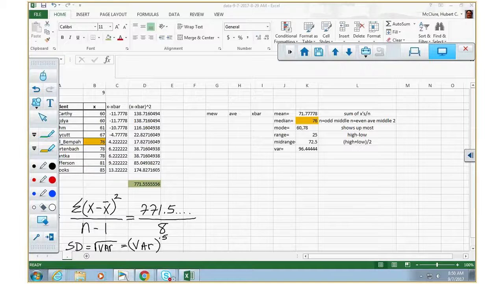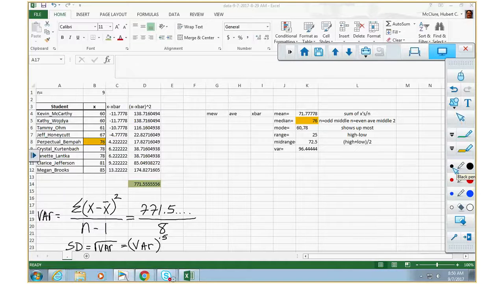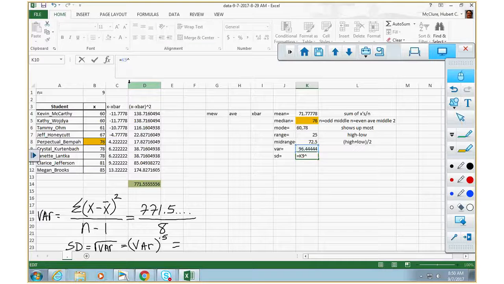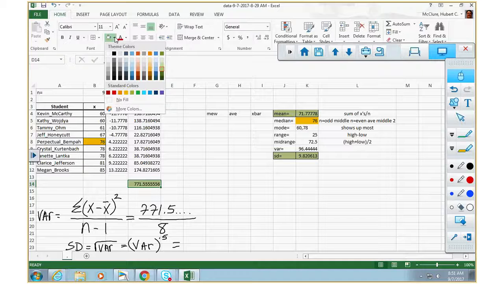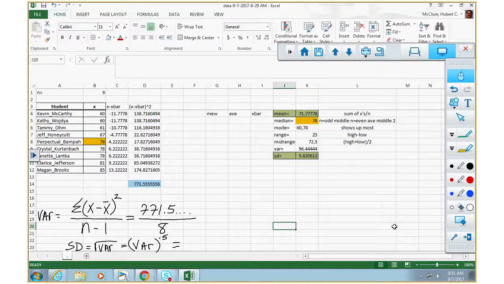That's what we're fixing to talk about. That's a good question. That tells me that's something I need to go over. Thank you very much. So here we go. SD is equal to this number raised to the 0.5 power, or 1/2 power. And there is your second most important number. So we're going to color them both green, and we'll color this one blue. Okay, so now you've got your two most important numbers. Now what do you do with them?